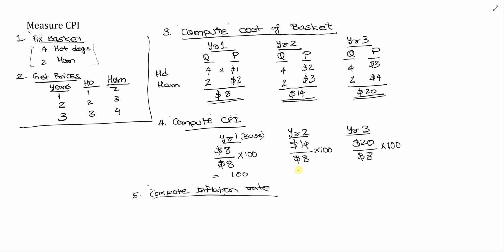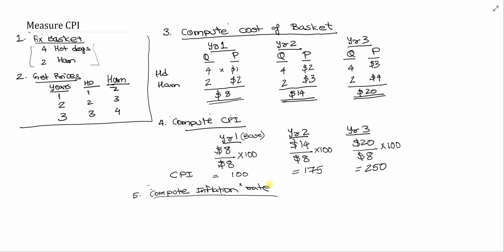Then in year 2, you do the same operation and you get 175. Again, this is just a number. And then in year 3, the consumer's price index turns out to be 250. So this is your consumer's price index in each of the 3 years: 100, 175, and 250. I'll repeat, these are not dollars, neither are these percentages.